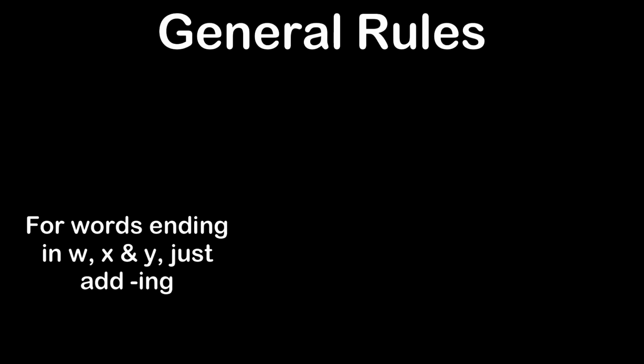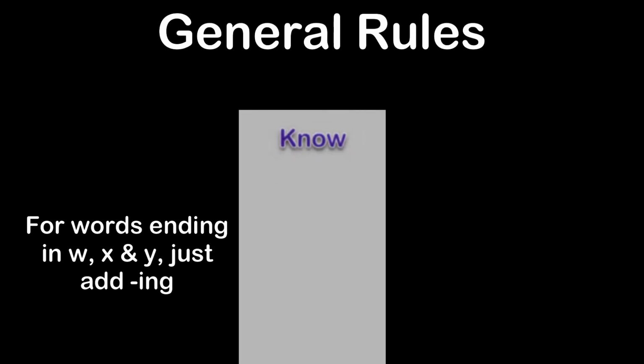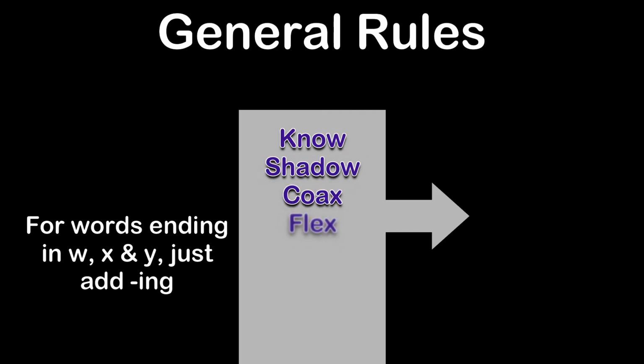Now let's look at verbs ending with the letters W, X, or Y. All you do is just add ing to the end of the word. Examples are know, shadow, coax, flex, enjoy, study.